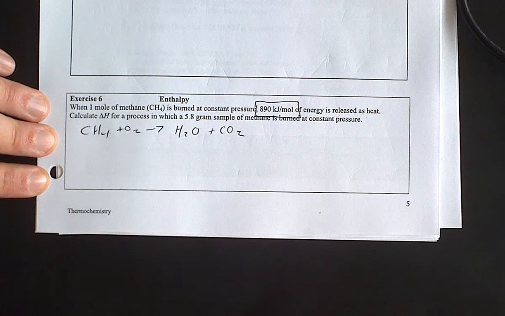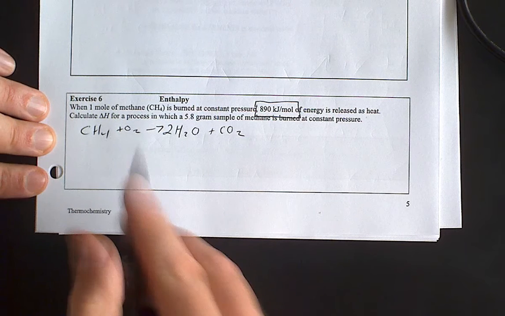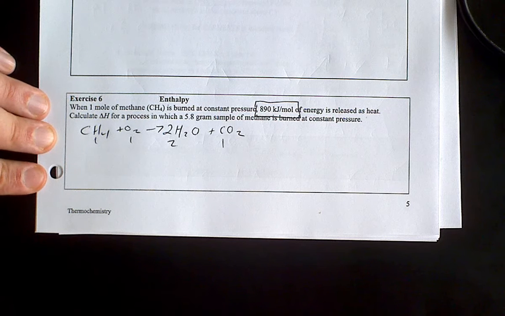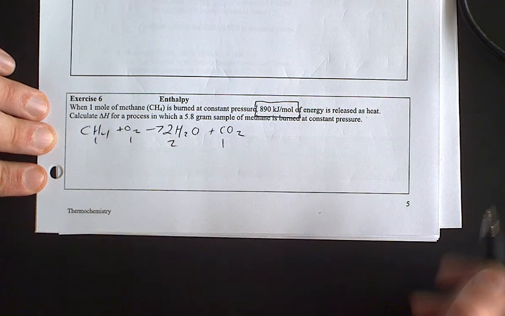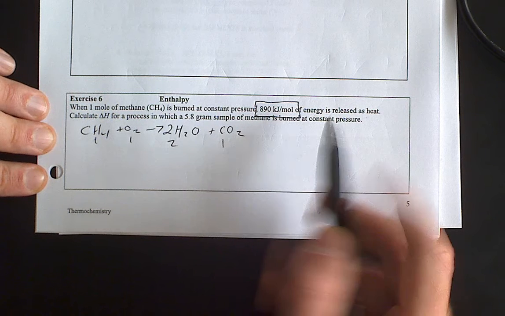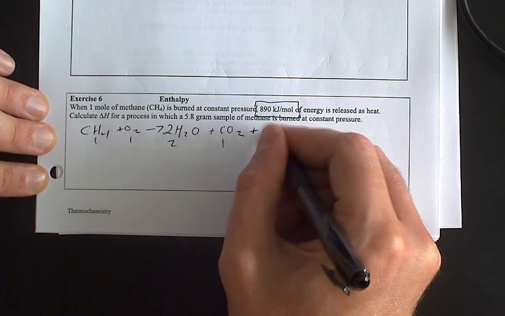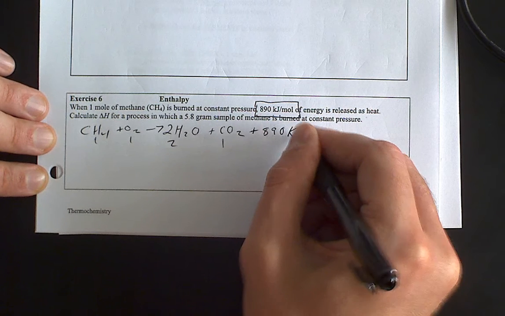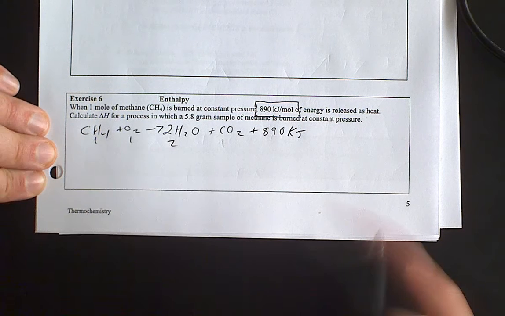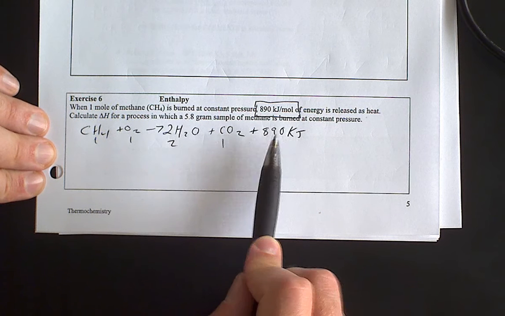And then all good chemists are going to balance their equation here. All right, and we see that it's a 1 to 1 to 2 to 1 ratio. Plus constant, and 890 kilojoules per mole of energy is released. Because this is being released, it's going to be part of the products, 890 kilojoules. So we can treat this just like any other stoichiometric problem, but now instead of having moles or grams of product, we're going to have kilojoules of energy.